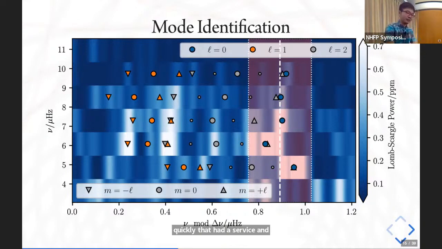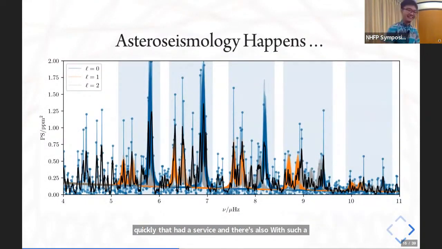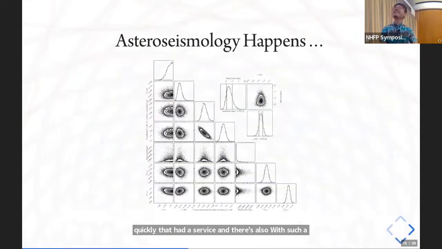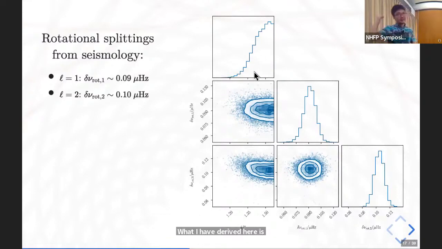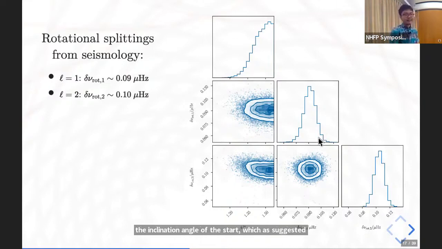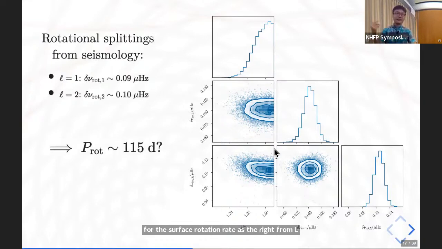With such a mode identification, we are then able to prosecute our usual statistical procedure for astroseismology, which I imagine is not of significant interest to this audience in particular, but I will focus on a subset of the posterior distribution, which I showed in this corner plot. What I have derived here is a posterior distribution for the inclination angle of the star, which, as suggested by our mode identification, is seen equator on, as well as independent estimates for the surface rotation rate as derived from L=0 and L=2 modes. Together, they imply a surface rotational period of roughly 100 days.